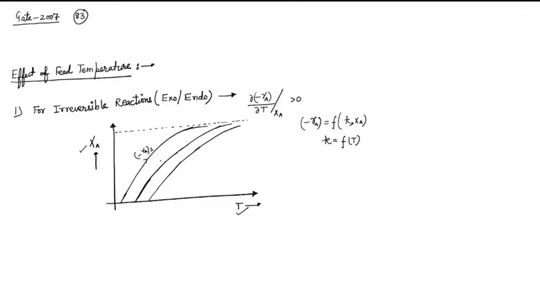Okay, so minus RA1, minus RA2, minus RA3. Then what will we do, sir? We will take the feed temperature. Let's say this is the feed temperature TF.